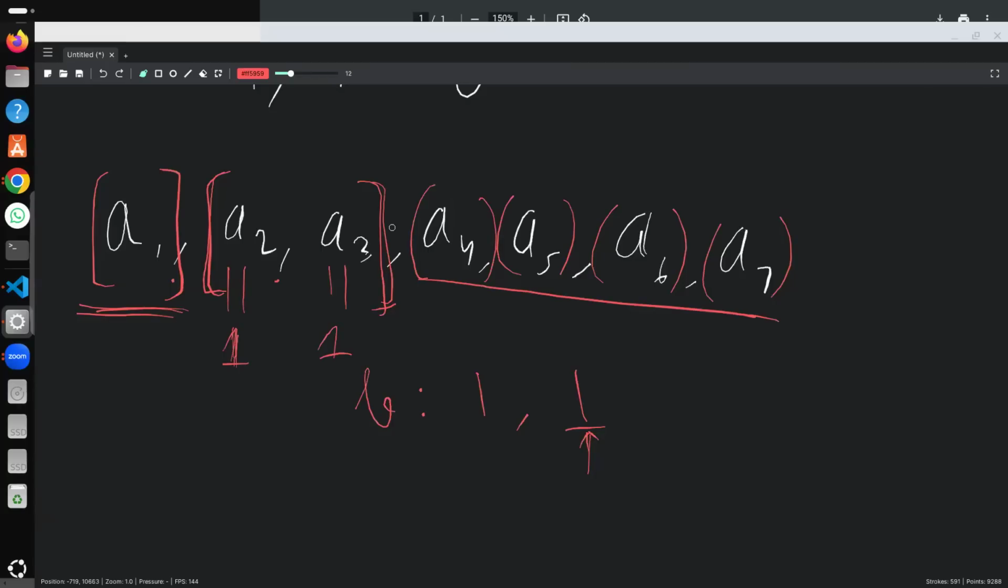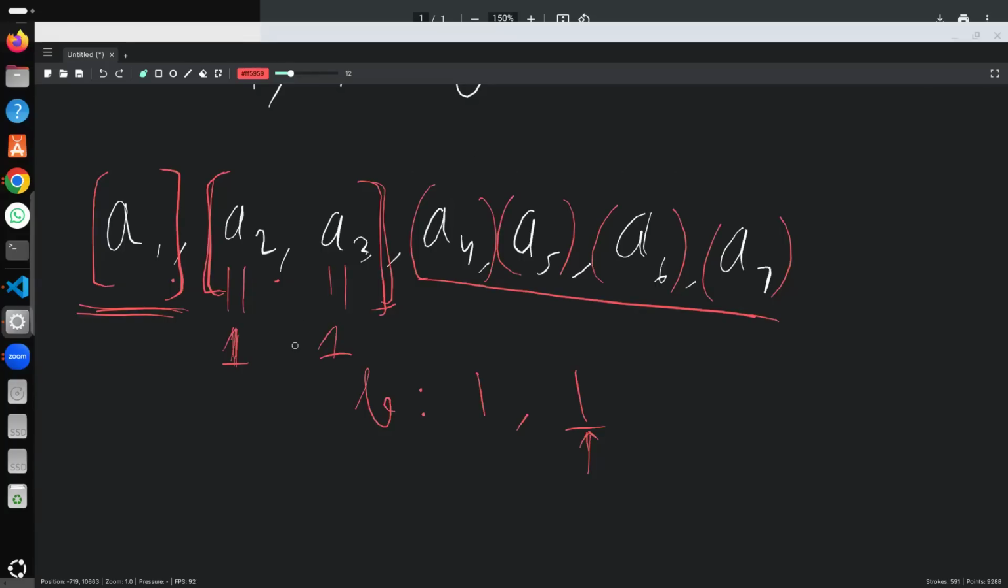Please repeat this part. Which part? Till where do you understand? Did you understand that if either A2 or A3 is not equal to 1, then the answer is 1? You got that part, okay.